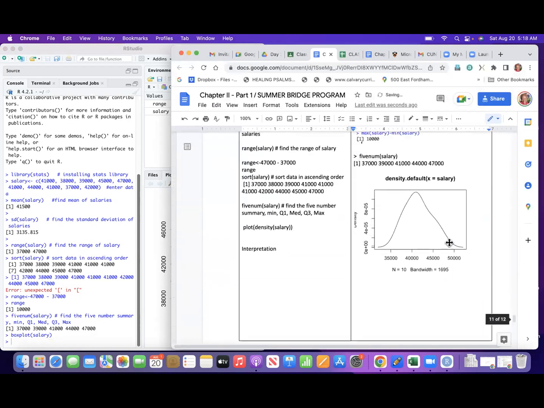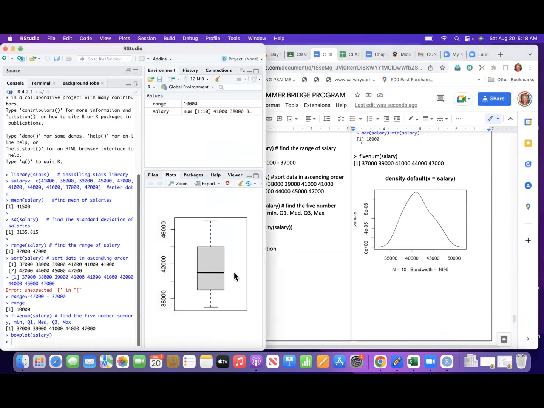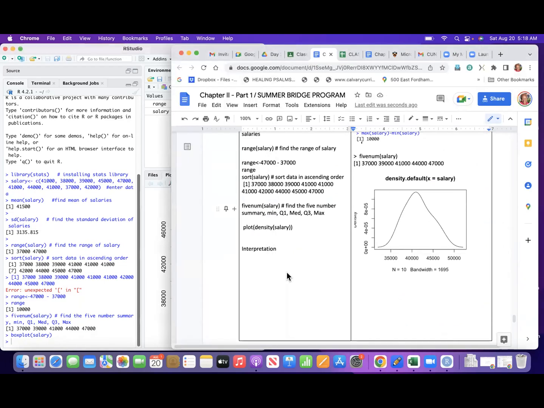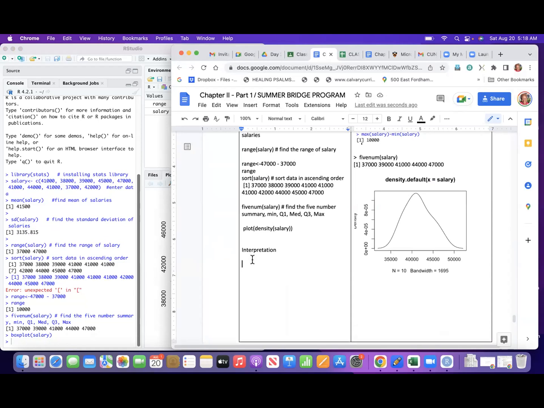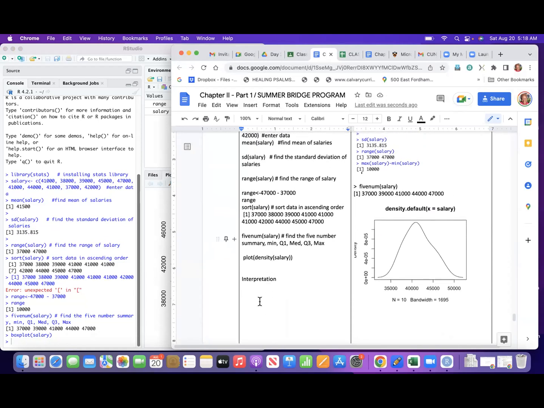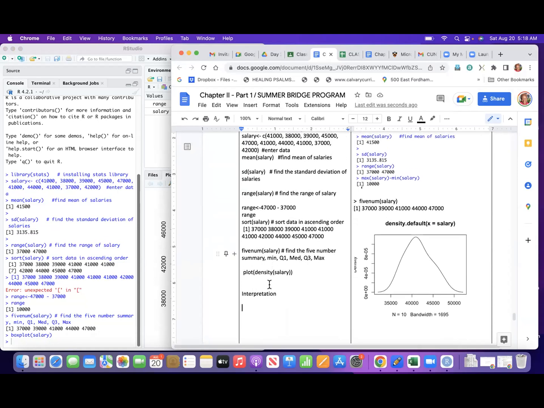Now, when you plot the density, I just wanted to know how is the shape of the distribution? Is it symmetric? When you look at the box plot, it's not bad. It looks as though it's pretty symmetric. Not quite bell-shaped, but kind of sort of bell-shaped. So now, interpretation. What does the mean mean? What does the salary maximum mean? What do the Q1, median, and Q3 mean? What does the standard deviation mean?